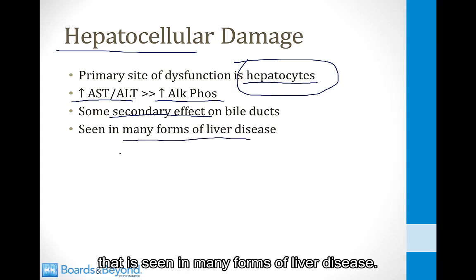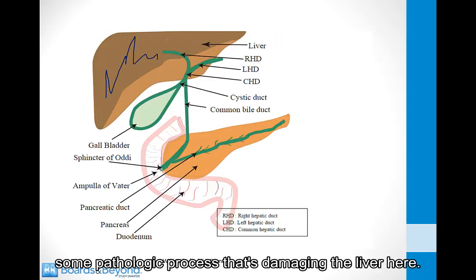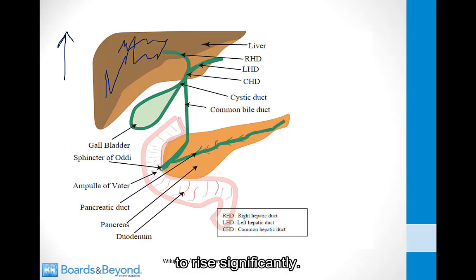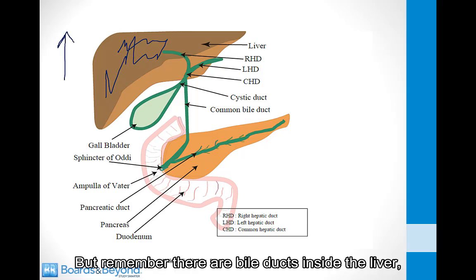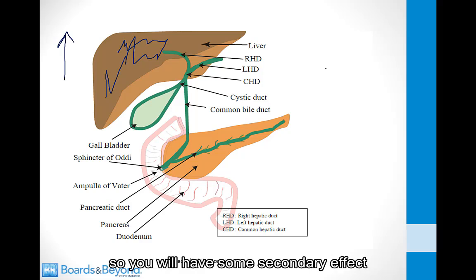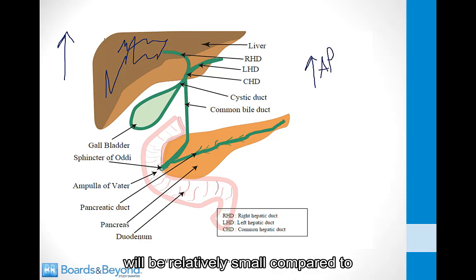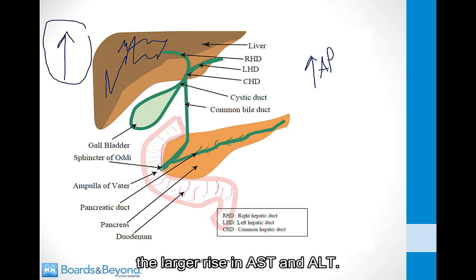And this is the form of liver function test abnormality that is seen in many forms of liver disease. To understand this, let's imagine we have some pathologic process that's damaging the liver here. This will cause the AST and ALT levels to rise significantly. But remember, there are bile ducts inside the liver, so you will have some secondary effect on the bile duct epithelial cells. So you will see some rise in alkaline phosphatase, but the rise in alkaline phosphatase will be relatively small compared to the larger rise in AST and ALT.